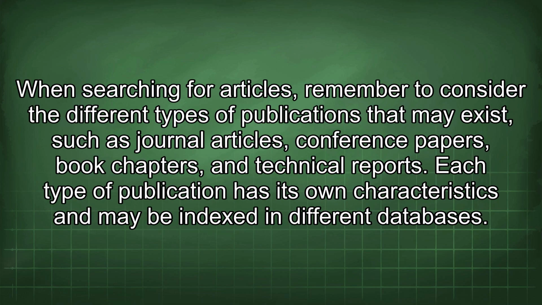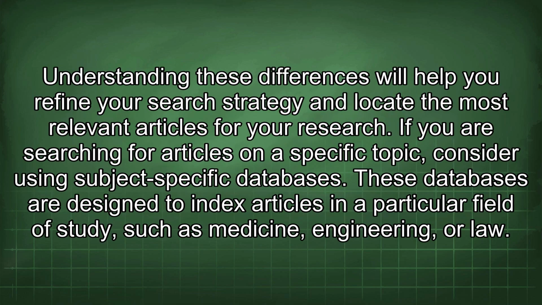When searching for articles, remember to consider the different types of publications that may exist, such as journal articles, conference papers, book chapters, and technical reports. Each type of publication has its own characteristics and may be indexed in different databases. Understanding these differences will help you refine your search strategy and locate the most relevant articles for your research.